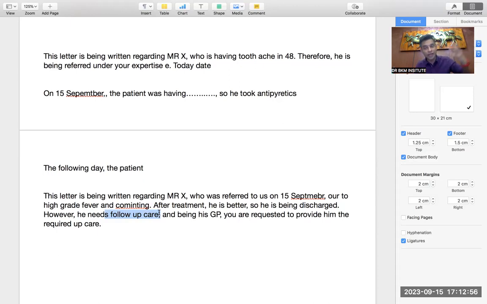The patient will come to you via the GP. In the hospital, you will treat the patient, and then you will write a referred back letter to the GP saying that your patient is better, but he needs follow-up care, so you are requested to provide him the required care.